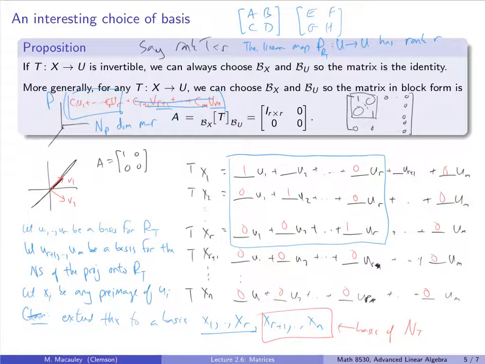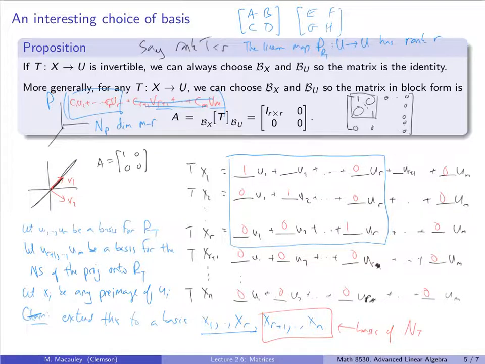So I'm not going to prove every detail that this works. These are things you have to check. You have to check that these guys are linearly independent. You have to show that these guys form a basis of the range. You got that they're independent. They clearly span. You got to show that these are independent, and then you got to show that this here is a basis for the entire space X.